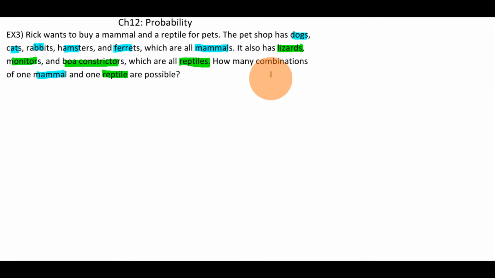And the last piece of information that's important is combinations. Whenever you see this word combinations, I want you to think of multiplication. That's the operation we're going to use. So let's set this up. We've got to ask ourselves, how many mammals do we have? So we have 1, 2, 3, 4, and 5 mammals. Let's go ahead and write that down. So we have 5 mammals.